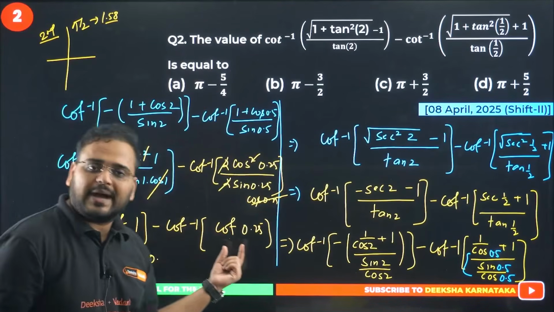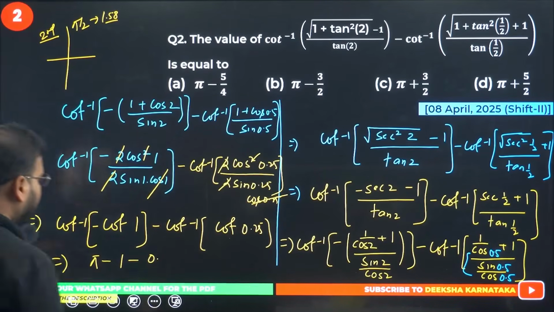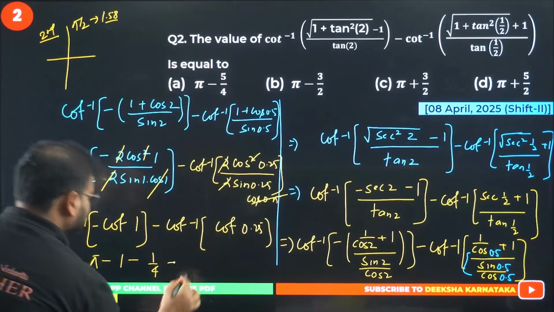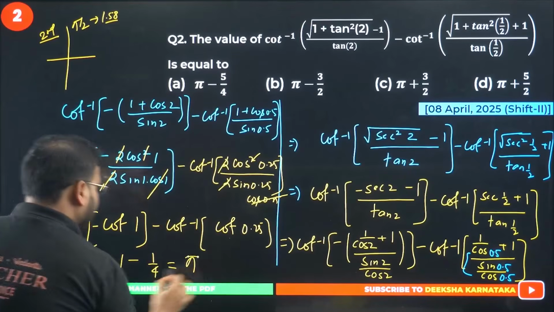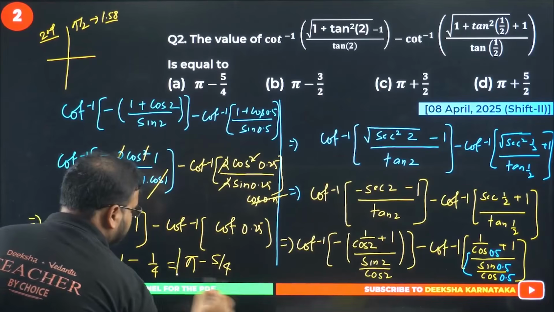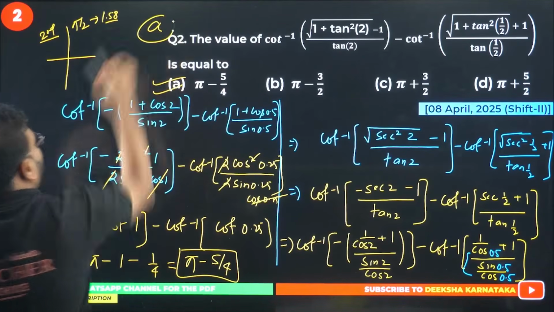Cot inverse of cot will be cancelled. 0.25 will be what? 1 by 4. I can write that 1 by 4. So my answer is now final. We have achieved 5 pi as it is, and minus 1 by 4 will become minus 5 by 4. Option A is correct. Have a look.